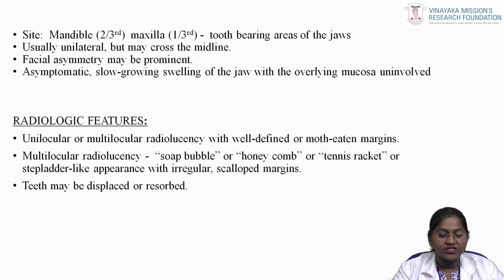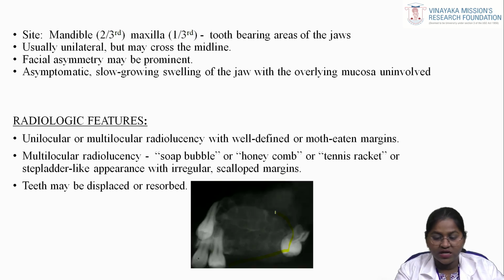Radiologic features: unilocular or multilocular radiolucency with well defined or moth-eaten margins. The radiographic feature is a tennis racket or honeycomb appearance, a step ladder like appearance with a scalloped margin. Teeth may be displaced or resorbed. Here you can see a tennis racket appearance, and the teeth are displaced. The adjacent teeth are also displaced.